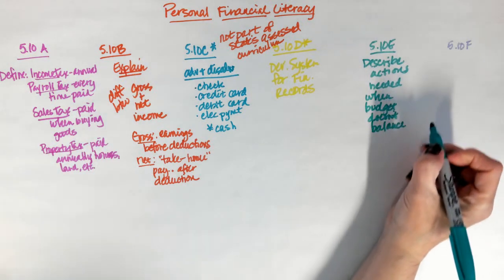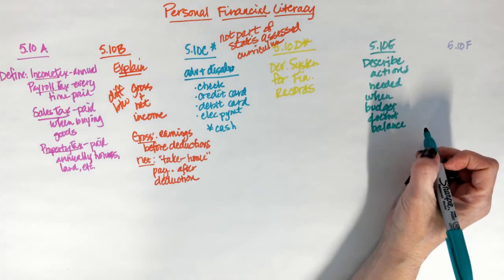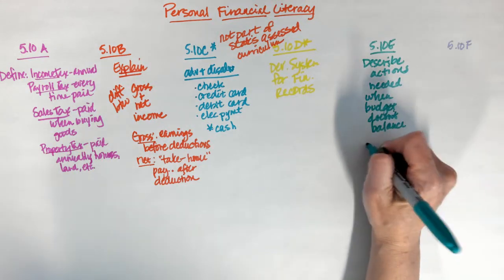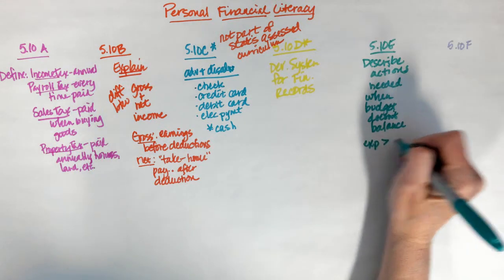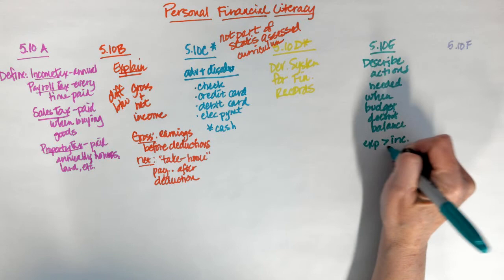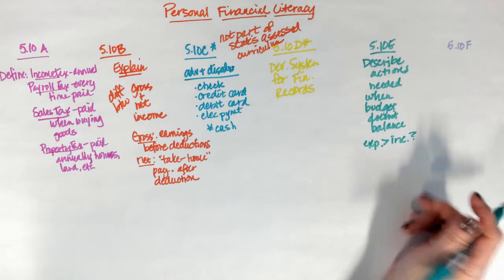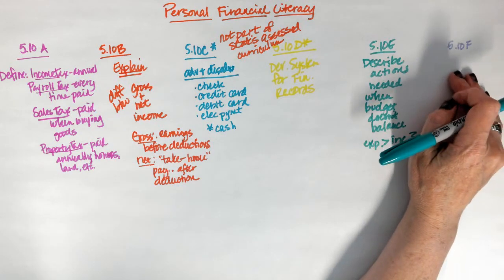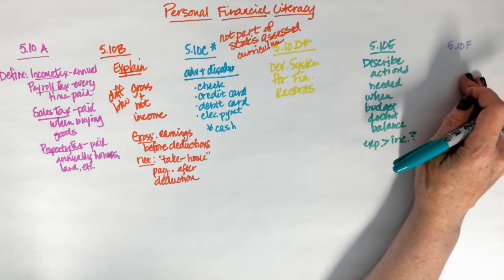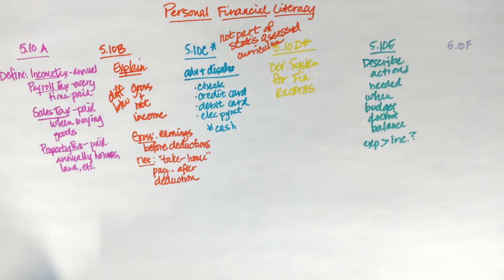Now, this specifically says, what do we do when expenses exceed income? So when expenses are greater than income, what would we have to do? What choices would we have to make? So we tied that in to 510F when we learned about balancing a simple budget. That brings this conversation back. What does that mean? If expenses exceed income, I have to make choices.